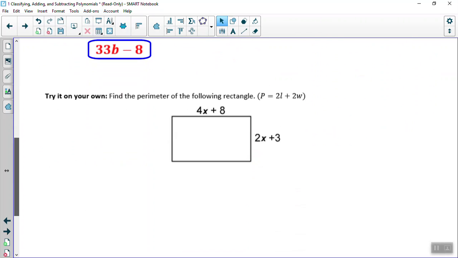Okay. And then there's one more try on your own. Here's the perimeter formula for finding perimeter of a rectangle.